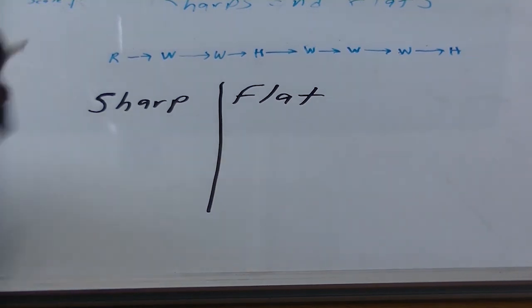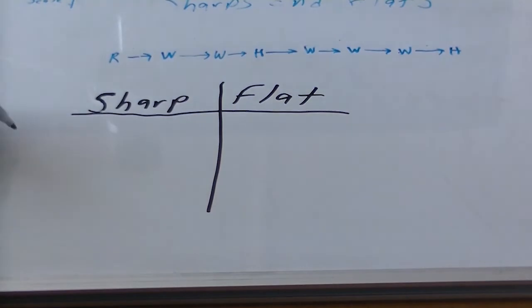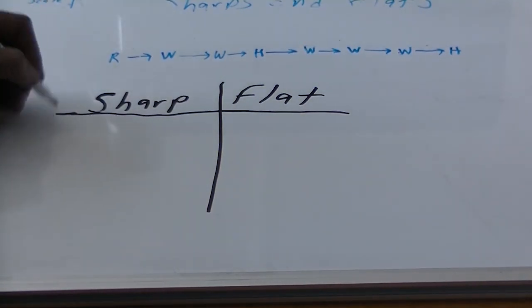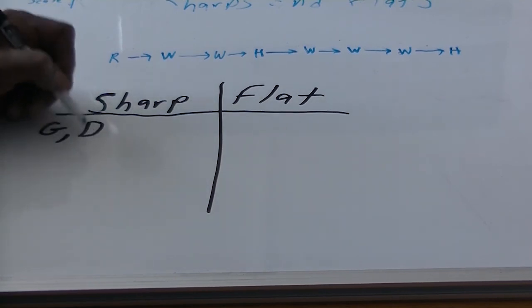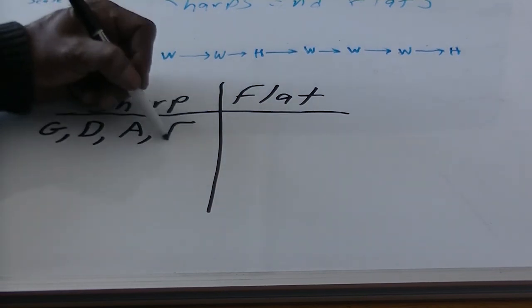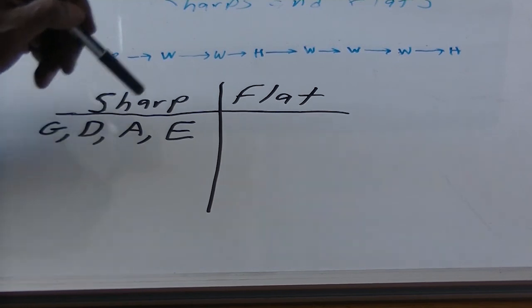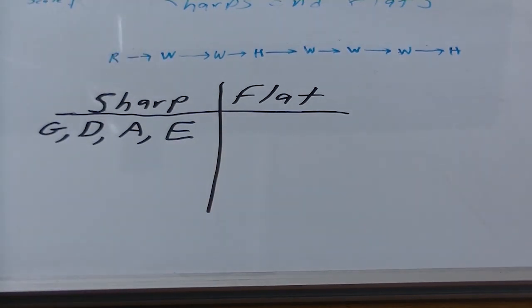So on this side, for the major scales that contain the sharps, I want you to work with G major, D major, A major, and E major. And just as a little piece of information, the G major scale has 1 sharp in it. The D major scale has 2 sharps in it. The A major scale has 3 sharps in it. And the E major scale has 4 sharps in it.